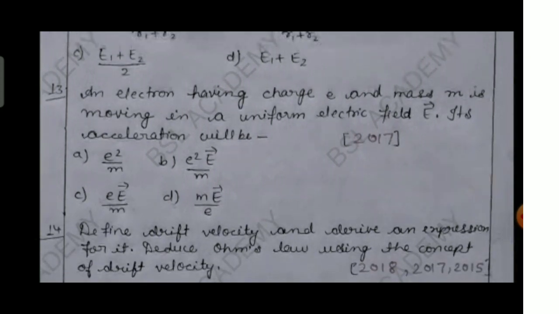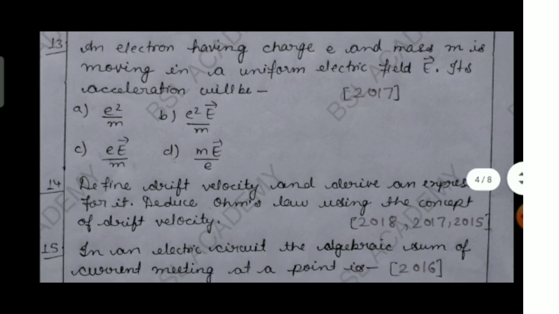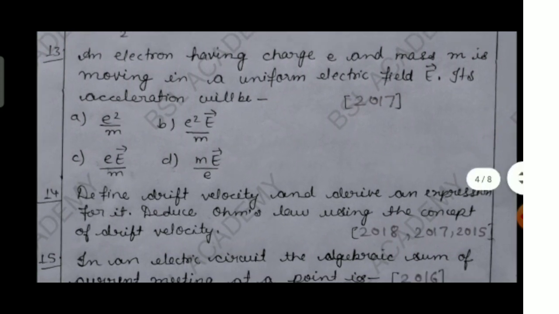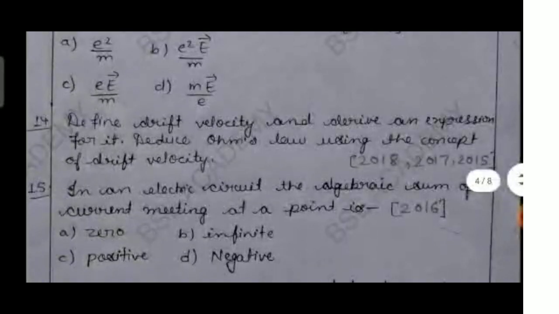Now next, an electron having charge e and mass m is moving in a uniform electric field E. Its acceleration will be, this is from 2017. Option A, E square by m. Option B, e square E by m. Here small e is charge on electron and capital E is electric field intensity and m is the mass. Option C, E by m, and option D, m E by e.